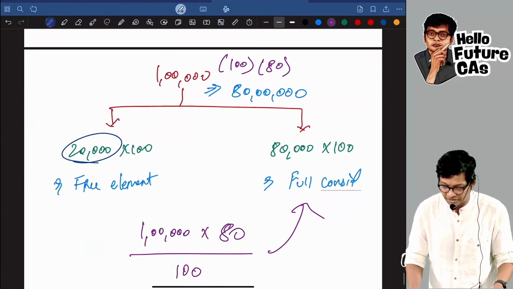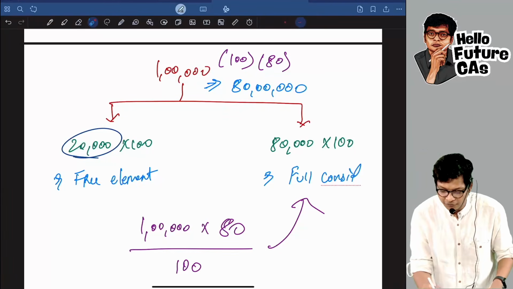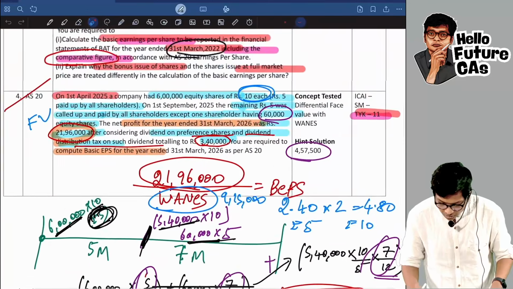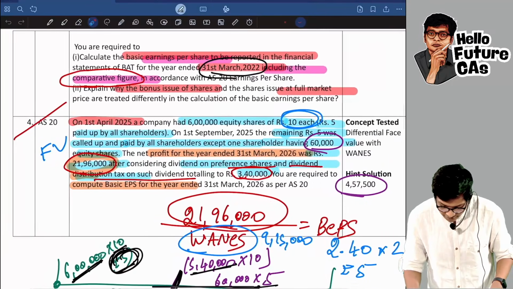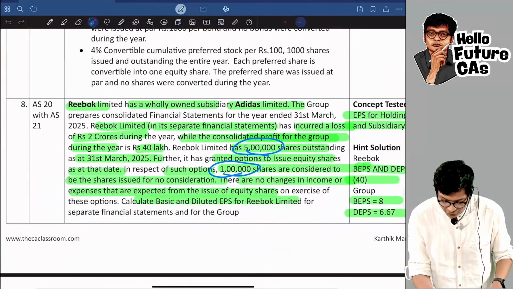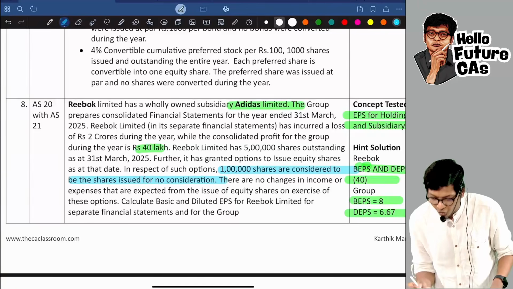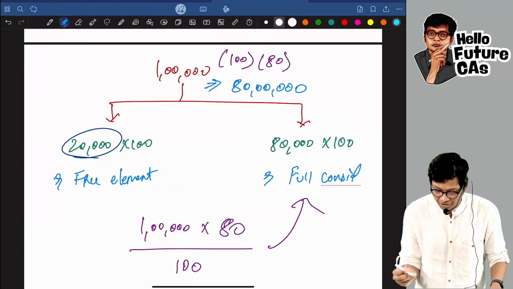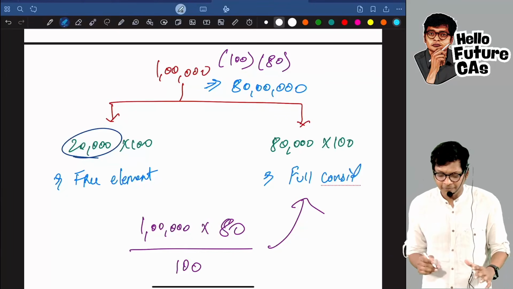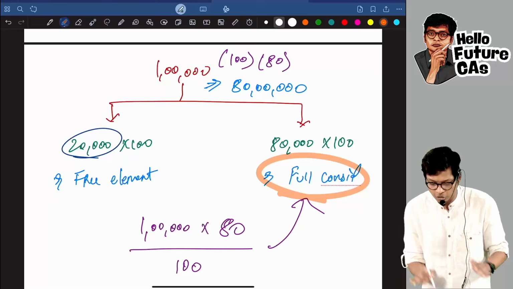That means for options, sir, for the exam, what should I do, sir? If options come in the exam, they will come only in diluted EPS. If you look at the previous sums that we did, AS20 with consolidation, if you remember, the wording would have been 1 lakh are considered to be issued for no consideration. That means the full 1 lakh was free in the previous class, AS20 with consolidation. So here, for the exam, if options come, split the options into full consideration, how much you got, and what is the free element.